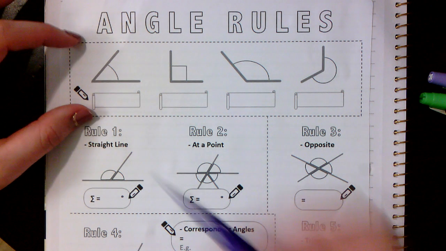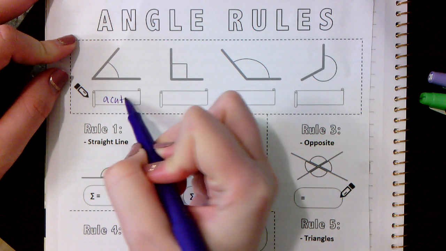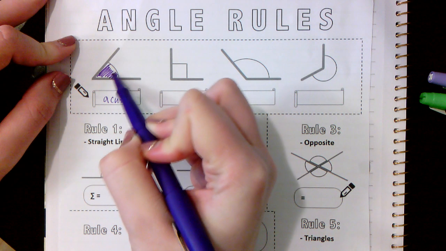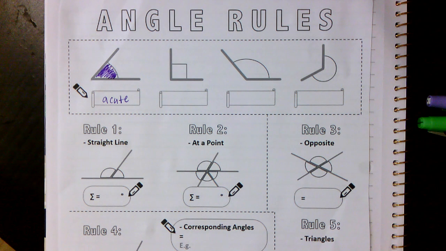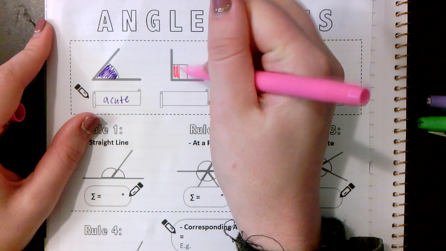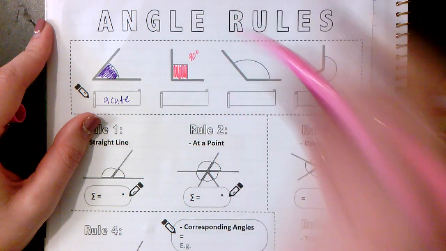So we've got different types of angles. The first type is called an acute angle, and that is where the angle that you're looking at is less than 90 degrees. Okay, so it's tiny. It's called an acute angle for a reason. Your next angle is a right angle, and that's where it is exactly 90 degrees.